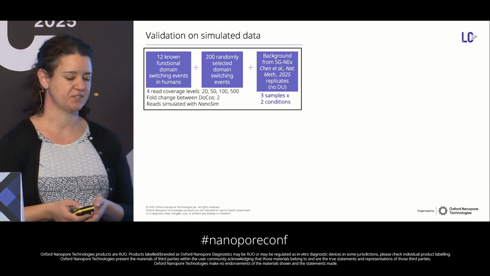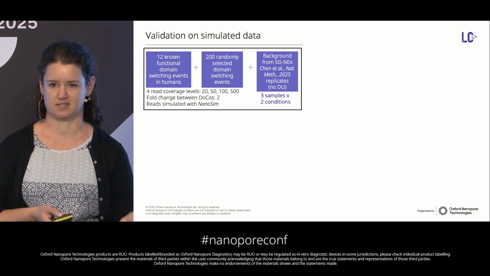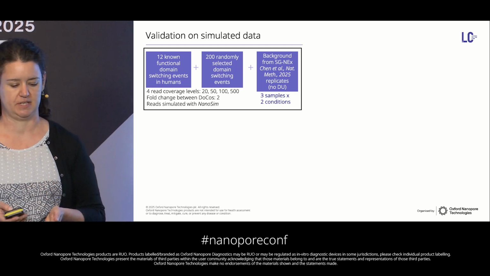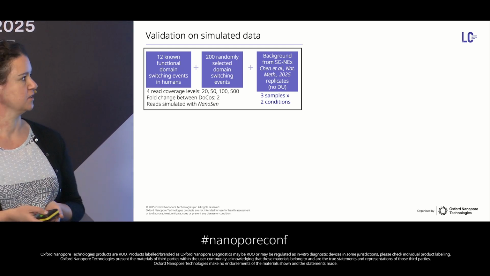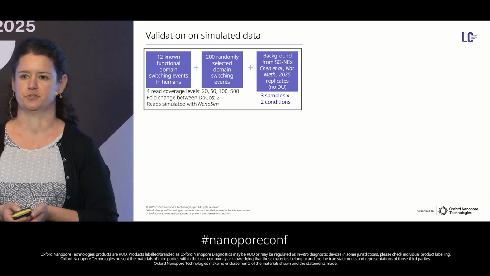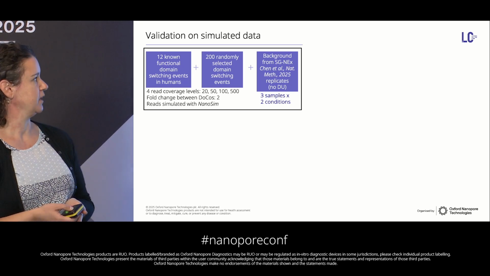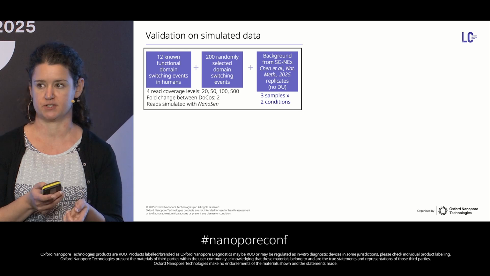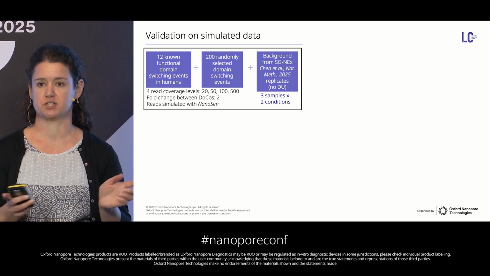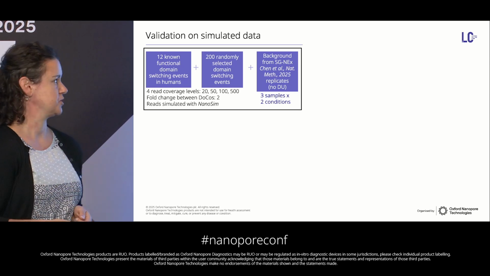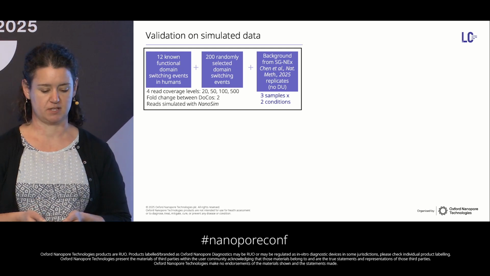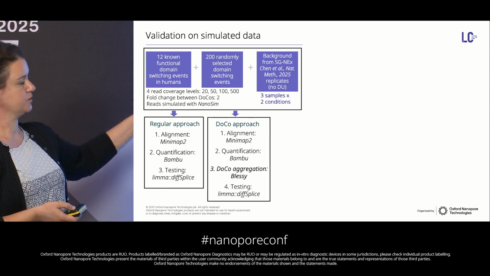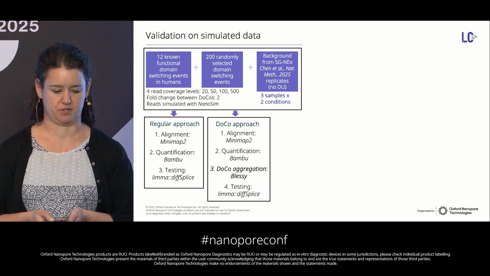Okay, so to test whether this idea actually works and that our software is doing what we think it does, we did a little bit of simulation. I won't go through all the details, but briefly, we took 212 genes, randomly selected two transcripts in each that had different domain combinations, and switched their expression between conditions, across a range of coverage levels. We compared the standard approach, which uses transcripts, to our DOCO approach with Blessy.